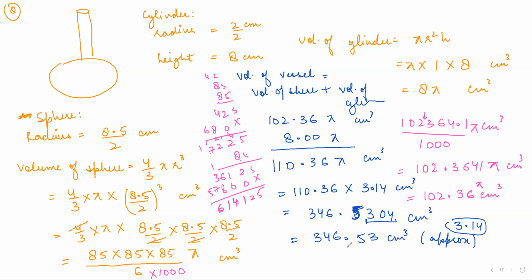Right, this is the volume, and the child which has found the volume 345. So you will write that the volume measured by the child is 345 centimeter cube, which is not correct. Okay. Please conclude this. The correct volume is this.